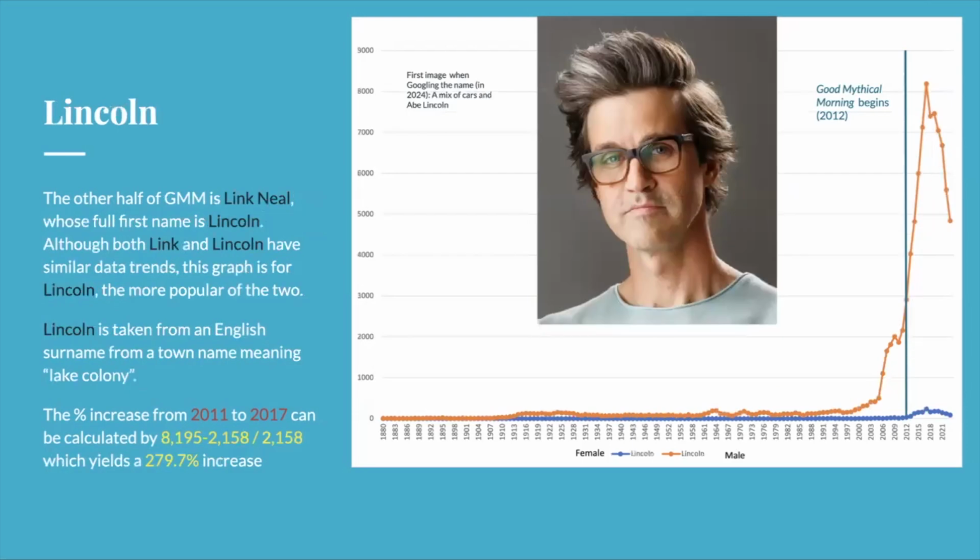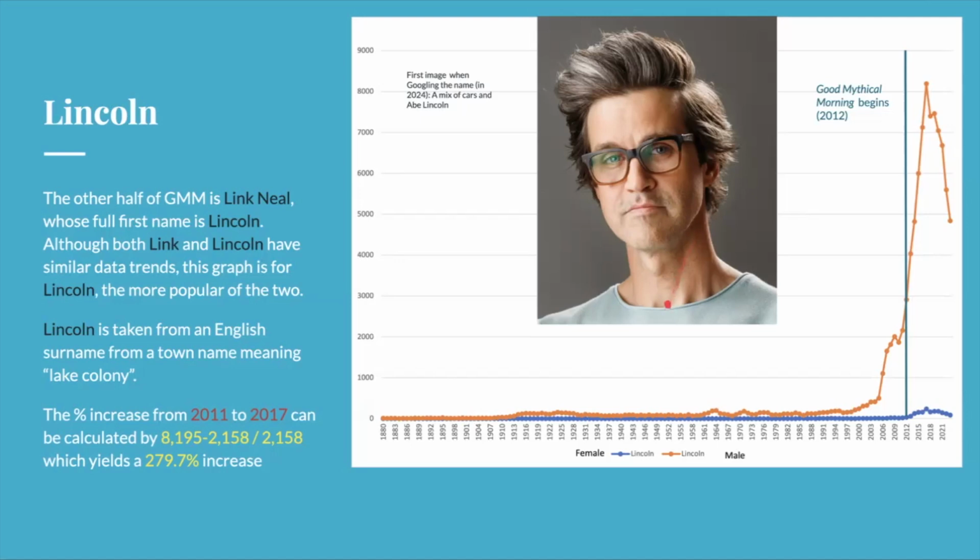Next one you can probably guess is Lincoln. So the other half of GMM is Link Neal, whose full name is Lincoln. And although both Link and Lincoln have similar data trends, this graph is only for Lincoln, which is the more popular of the two. I also chose Lincoln over Link because Link has Zelda connotations, and I didn't want to have to sort that out. But Lincoln is taken from an English surname from a town name meaning Lake Colony. It's also often given as a tribute, I guess, to Abraham Lincoln, the president.